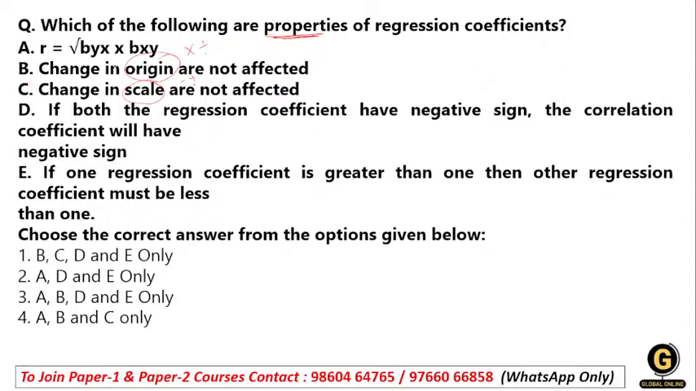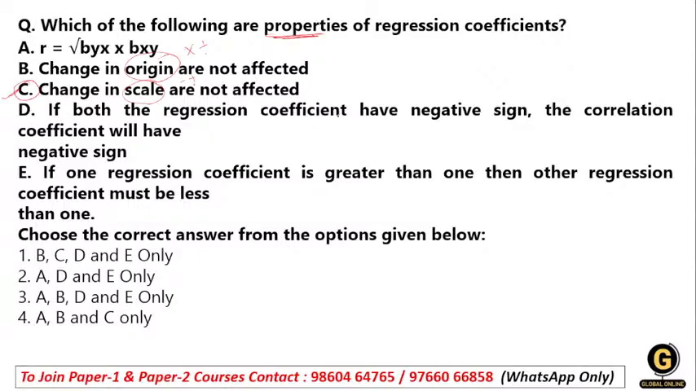So here, regression coefficients are unaffected by change in origin, meaning shifting the origin does not alter their values. So option C is not a property of the regression coefficient. Actually, change in scale is affected, but origin is not affected.